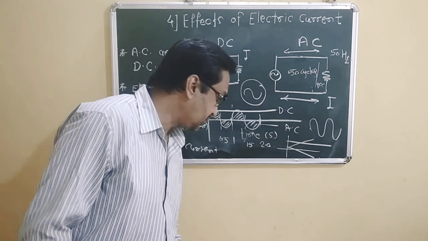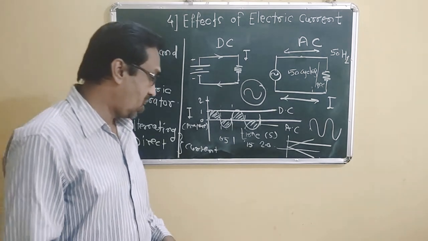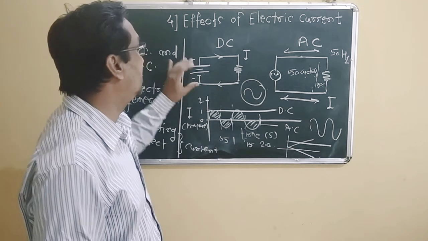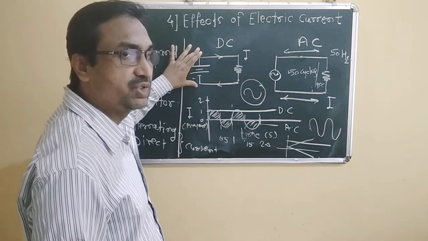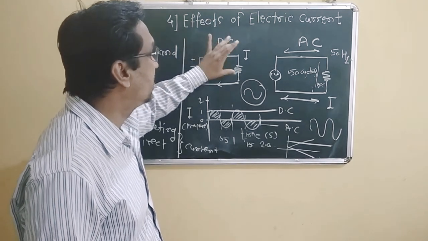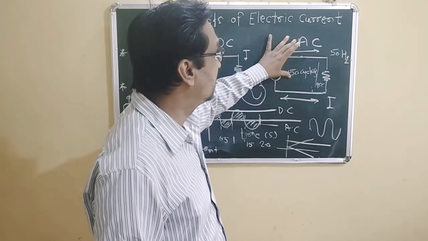So the definition is: the non-oscillatory current flowing in one direction is called direct current, and the oscillatory flow which is fluctuating on either side is alternating current.